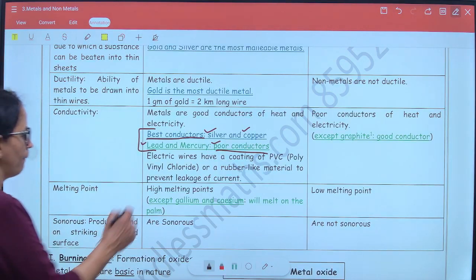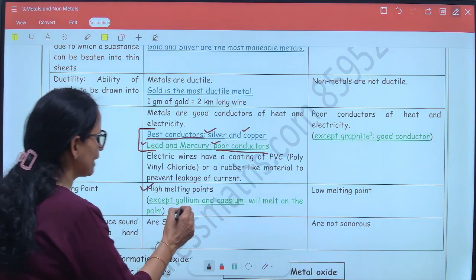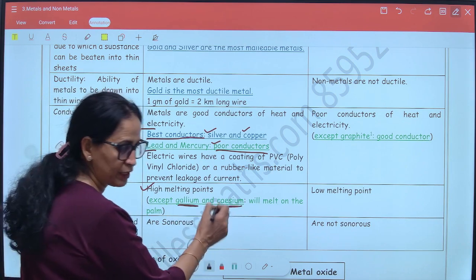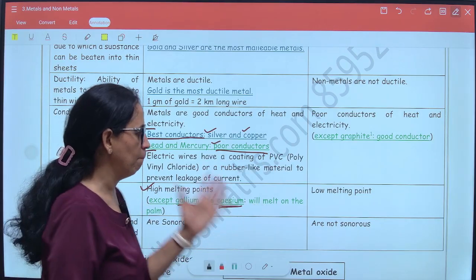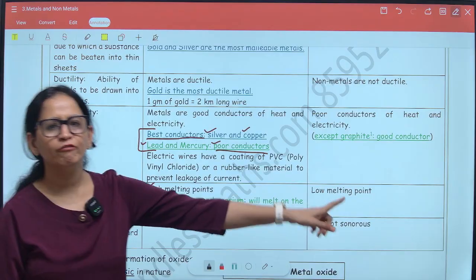Melting points. Metals normally have high melting points, except gallium and cesium. Again, very important, gallium and cesium are the two metals that melt even on your palm. Non-metals generally have a low melting point.